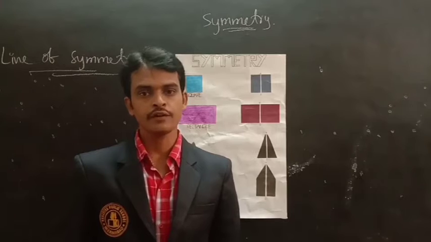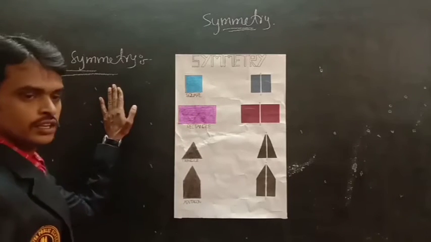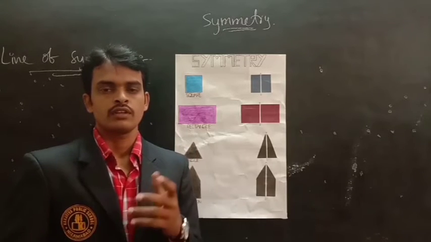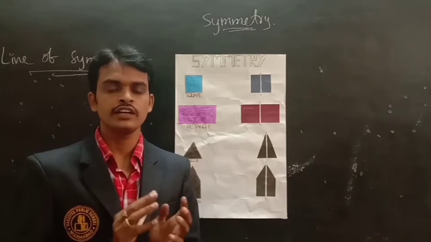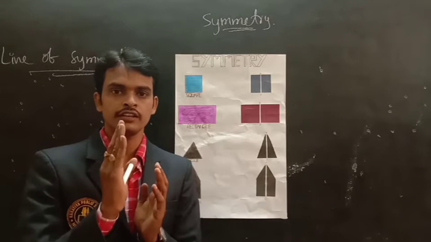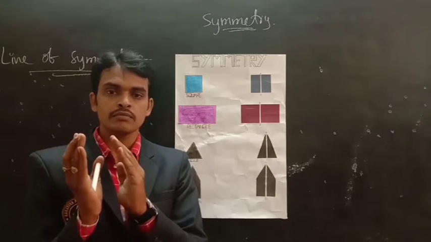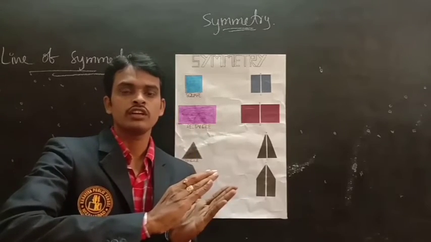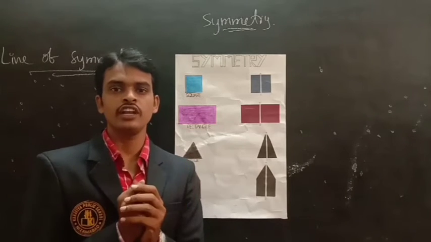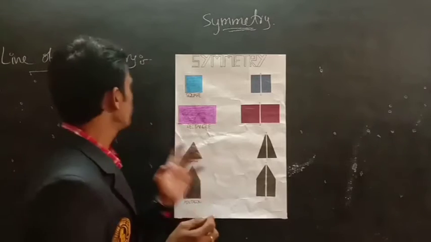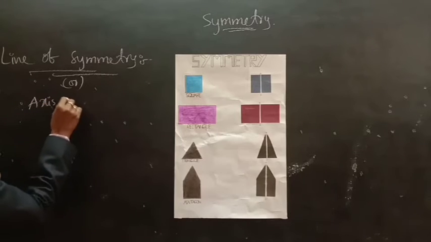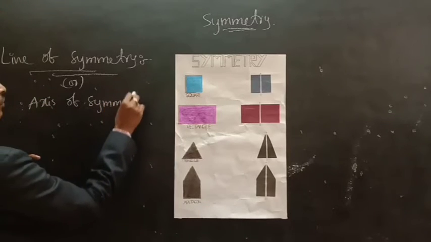Next, line of symmetry. The definition of line of symmetry: an object is divided into two parts along a dotted line, then one of the parts exactly coincides with the other part, then the figure has a line of symmetry or axis of symmetry. So we call it a line of symmetry, or we also say axis of symmetry.